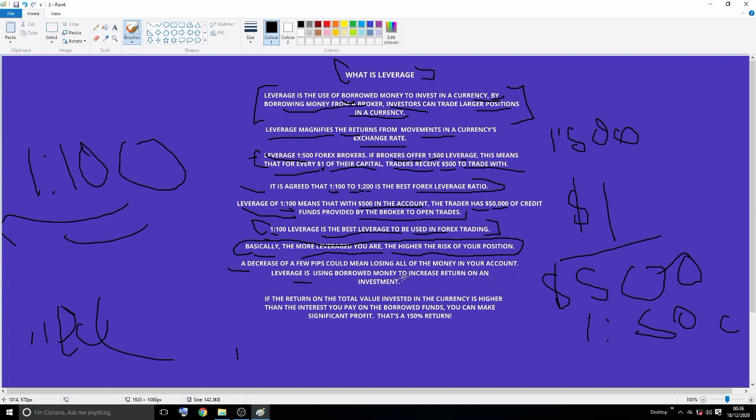Leverage is using borrowed money to increase returns on investment. If the return on the total value invested in a currency is higher than the interest you pay on borrowed funds, you can make significant profit. That's like a 150% return. So leverage can work for you. It can also work against you.